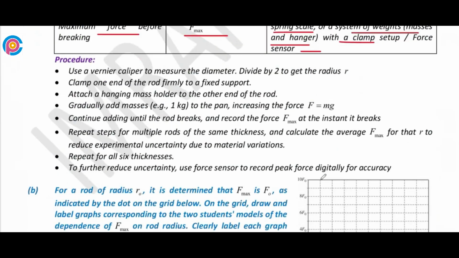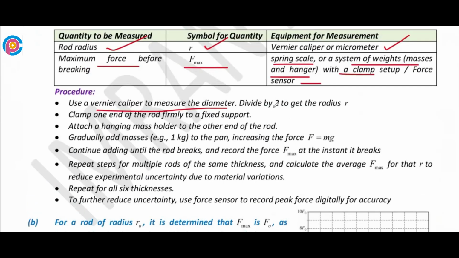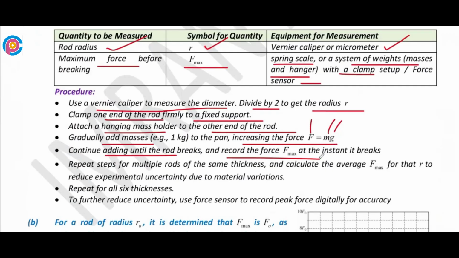Now, what's the procedure? We use the vernier caliper to measure the diameter, so we divide it by 2 to get the radius. Clamp one end firmly to a fixed support. Attach the hanging mass holder to the other end of the rod. Gradually add masses, let's say 1 kg at each step, increasing the force, F equals mg, where m is the mass and g is the gravitational acceleration constant. So we know the force at that moment. Continue adding until the rod breaks. Record the force F maximum at the instant it breaks.